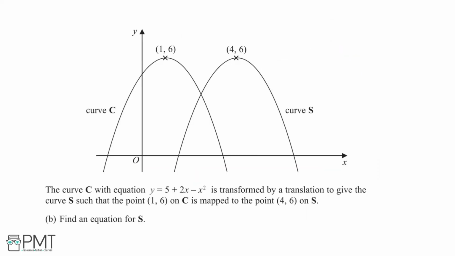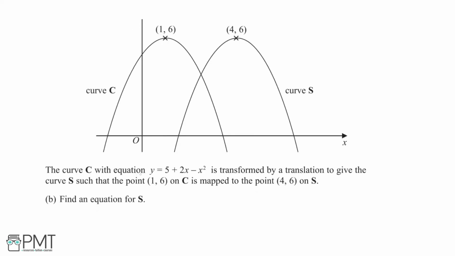We are then given another two graphs, curve C and curve S. We are told the equation of curve C is y equals 5 plus 2x minus x squared, and we're told it is transformed by translation to give the curve S, such that the point (1, 6) on C is mapped to the point (4, 6) on S. We need to find an equation for S, and this is worth 2 marks. Because we're told it is shifted 3 units to the right, we subtract 3 from each x value, so it will be 5 plus 2 times x minus 3 minus x minus 3 all squared.